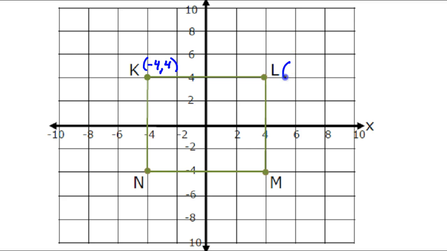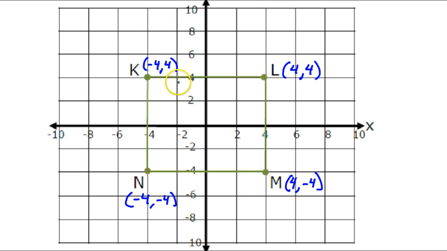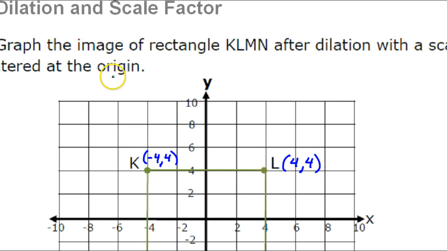I'm just going to go around, and this is 4, 4, and this is 4, -4, and this is -4, -4. So if we're going to do a scale factor of 2, that would mean multiplying each of these coordinates by 2. This only works when the dilation is in fact centered at the origin.